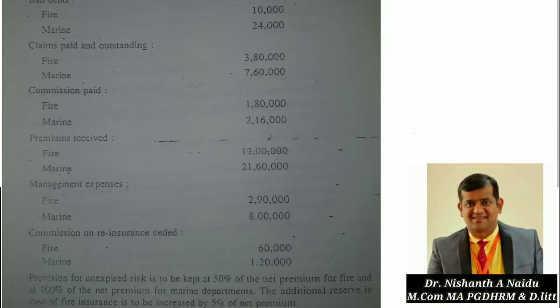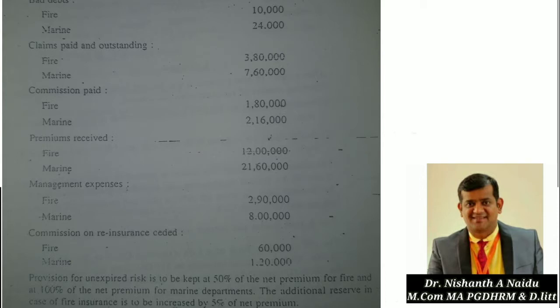Fire 12 lakh rupees. Marine 21,60,000 rupees. Then we have management expenses. Fire 2,90,000 rupees. Marine 8 lakh rupees. Commission on reinsurance added. Fire 60,000 rupees. Marine 1,20,000 rupees. Provision for unexpired risk is to be kept at 50% of the net premium for fire and at 100% of the net premium for marine departments.